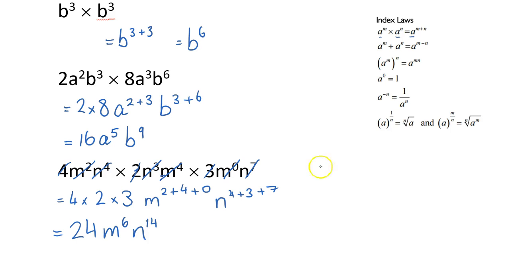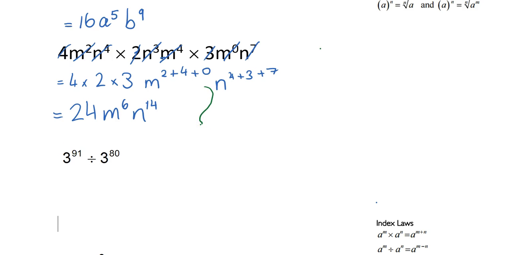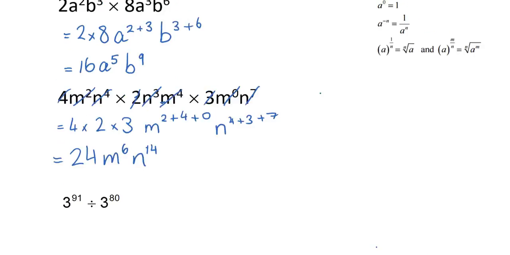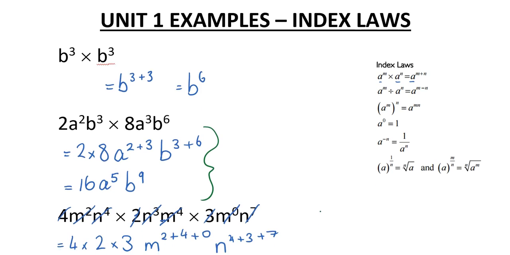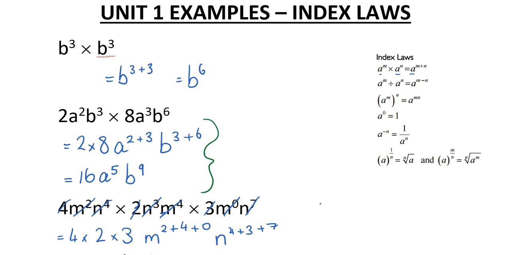What I want to do though is just go back to this one here, and just show you an alternative. Okay, so there's a bit of wording with this. This here would be what's called evaluating. So we've taken 2 times 8 and we've just evaluated it. We've figured out what the answer is. The alternative to that is sometimes they will ask you to simplify it, or they might ask you to write your answers in index form. Okay, so the B is in index form, the A is in index form, but the number isn't.